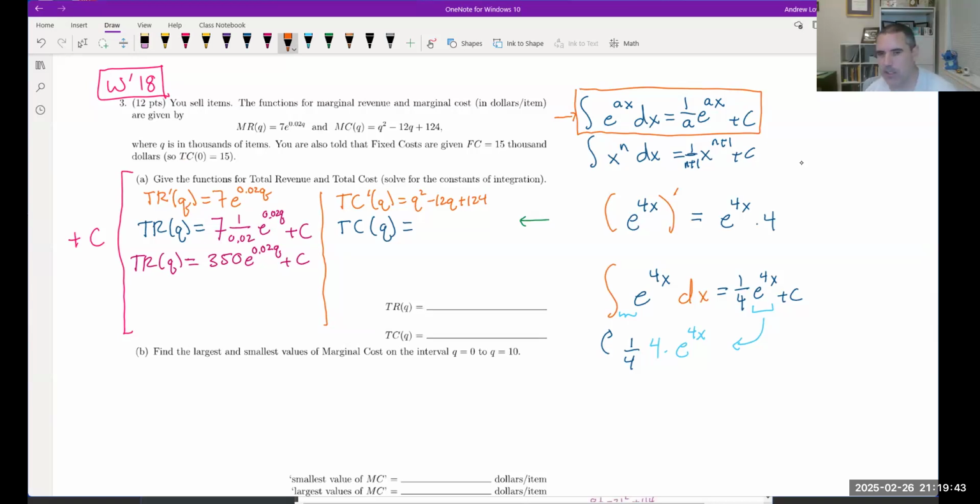Once you've learned derivatives and integrals, it's natural to make the mistake where you do a derivative when you should have done an integral or vice versa. So if you ever make that mistake, you're in good company because everyone's done that.